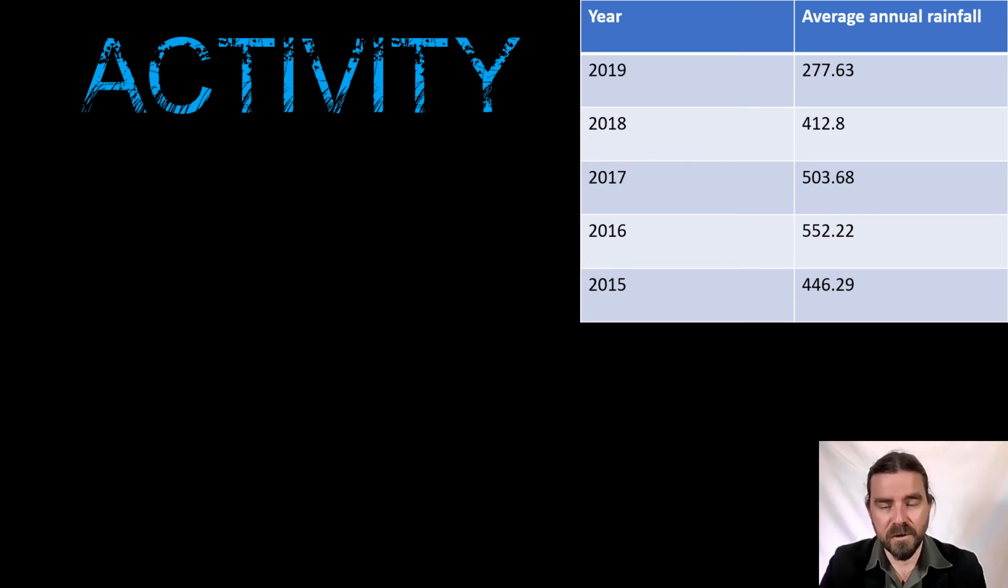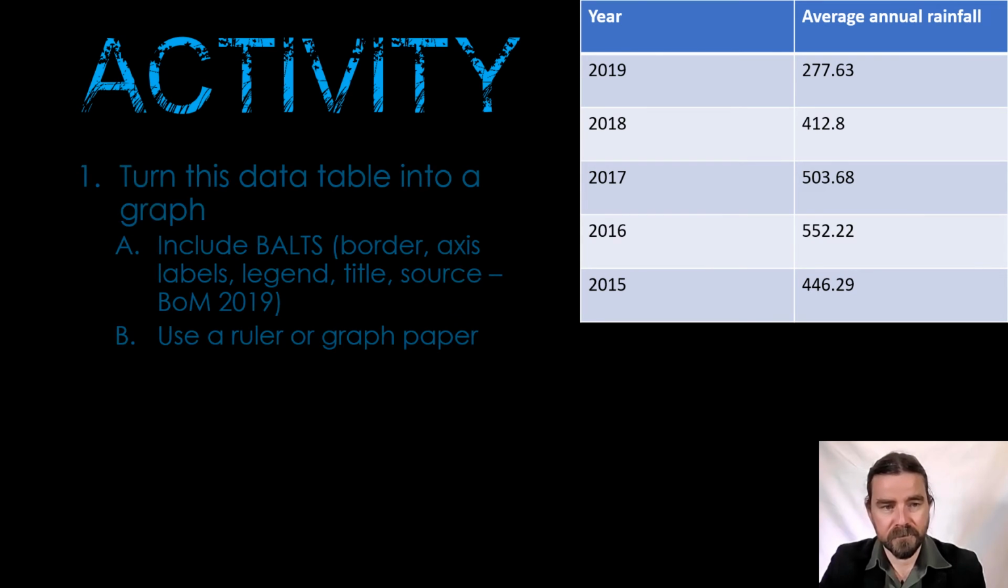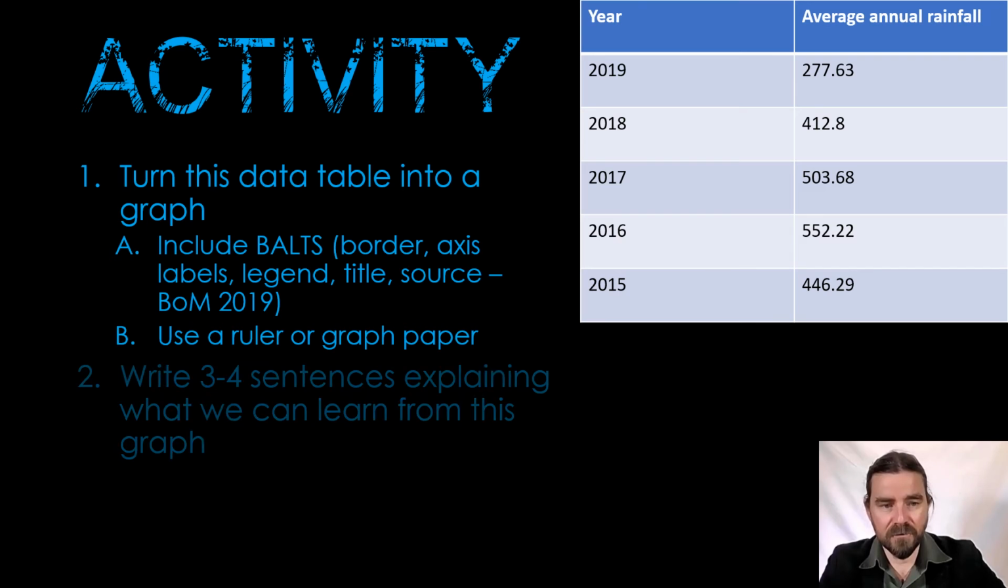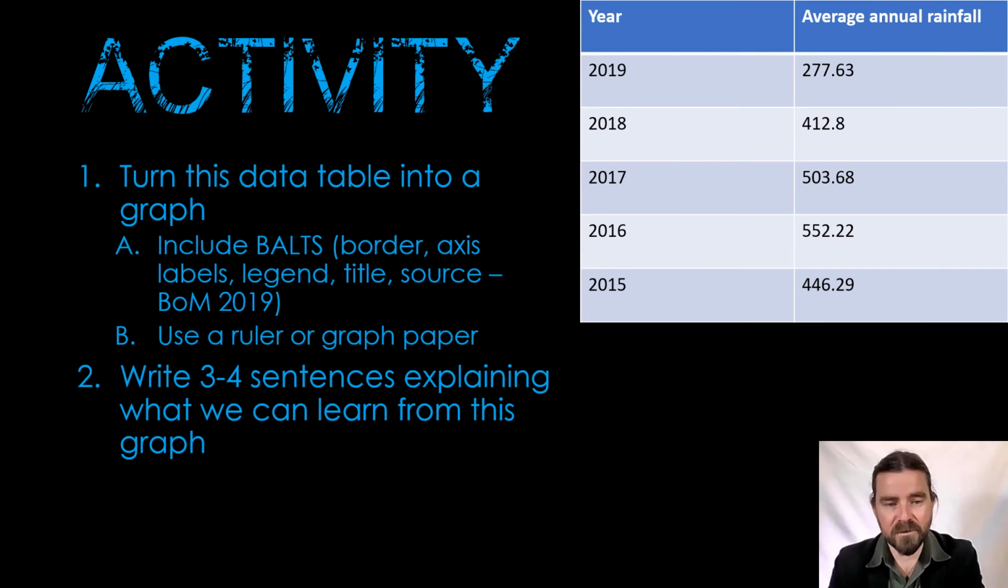Right, activity time. There is a table. You've got the years, and you've got the average rainfall for the whole year. Turn that data table into a graph. Make sure it's got a border, axis, labels, legend, title, and source. And the source for this one is the Bureau of Meteorology, BOM, 2019. Make sure that you use a ruler, do it on graph paper. I don't want to see it just hand drawn. Yeah, use a ruler when you're making graphs. Once you've made your graph, you are going to write 3 or 4 sentences explaining what we can learn from that graph.